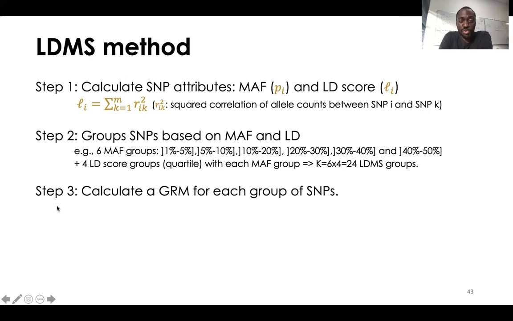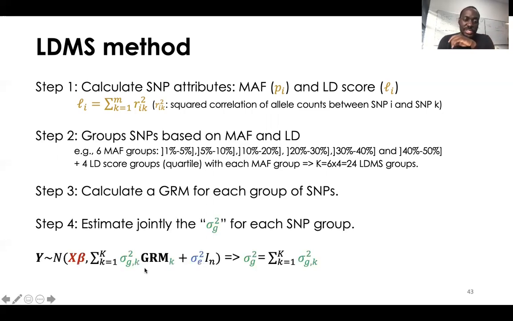And then for each of those groups, we can calculate a GRM. Essentially, we are turning our initial problem of looking at relatedness across the genome as one quantity into 24 quantities reflecting relatedness based on SNPs having a certain property. Then we can extend the GREML model or the HE regression model. It works for both estimators. We can extend those approaches to fit jointly all those GRMs.